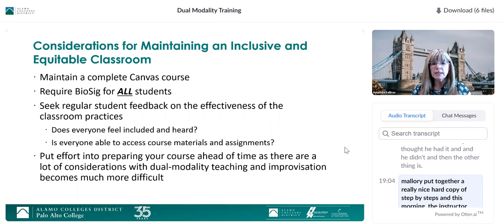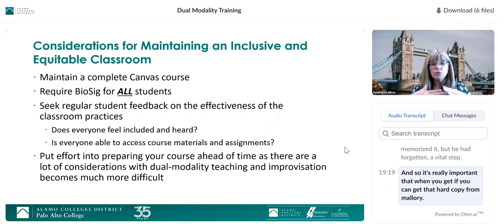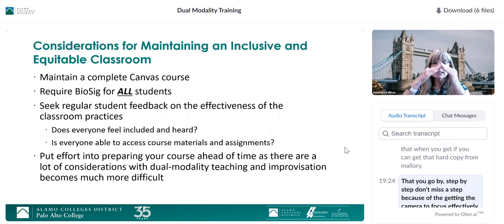And this morning, the instructor forgot his step-by-step. And he said, well, I've memorized it. But he had forgotten a vital step. And so it's really important that if you can get that hard copy from Mallory, that you go step by step. Don't miss a step, because of getting the camera to focus effectively, learning to have the duplicate screens with the camera. There's lots of steps that you have to focus on.